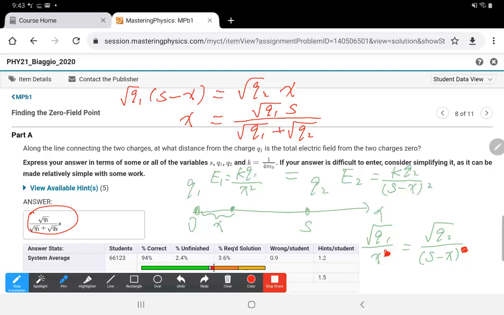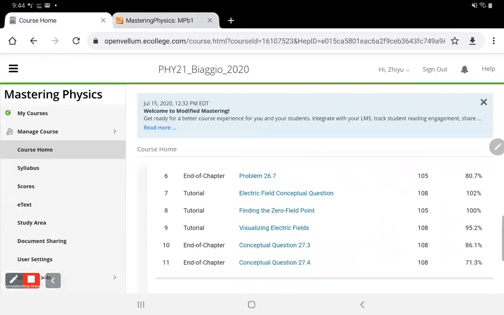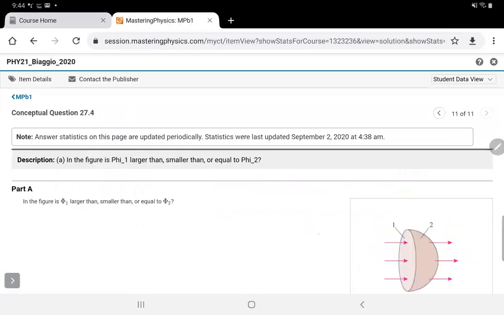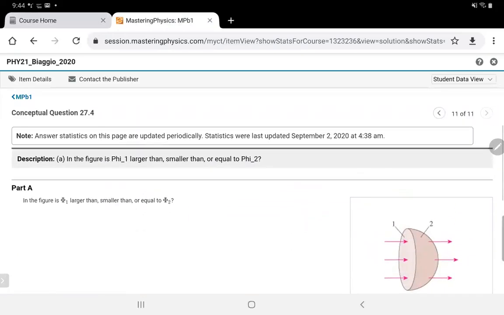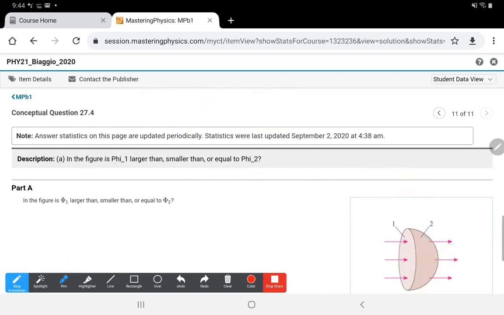This is question 8. Then let me see, the last question will be number 11. Okay, number 11, electric flux. In the figure, is phi 1 larger, smaller, or equal to phi 2? So here is one and this one, we compare the electric flux over these two surfaces.